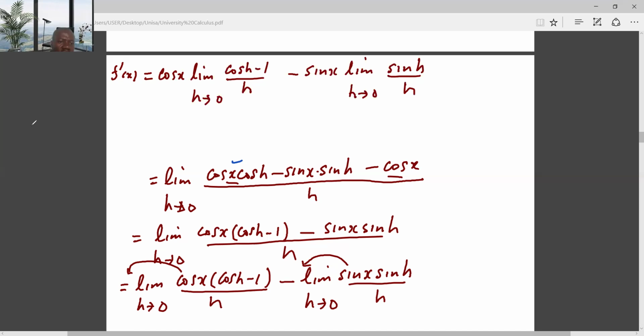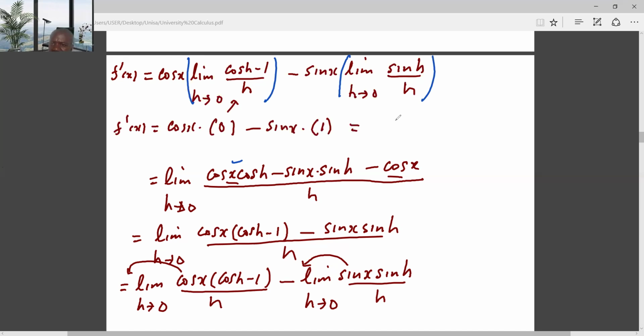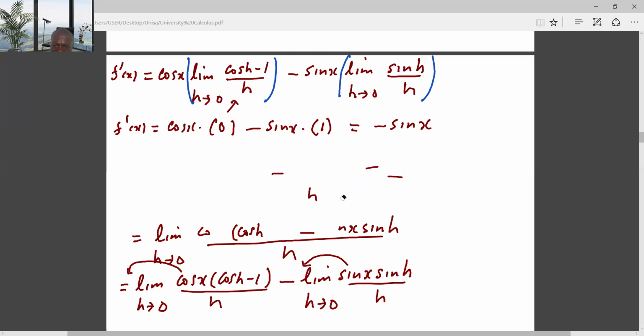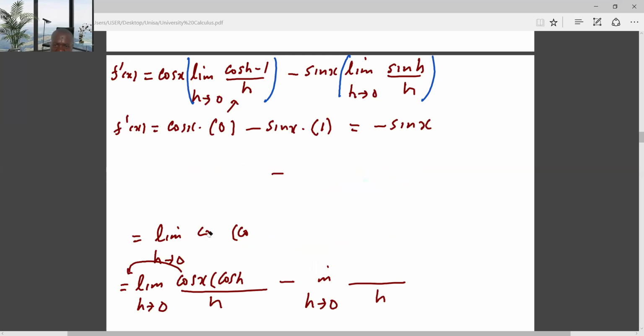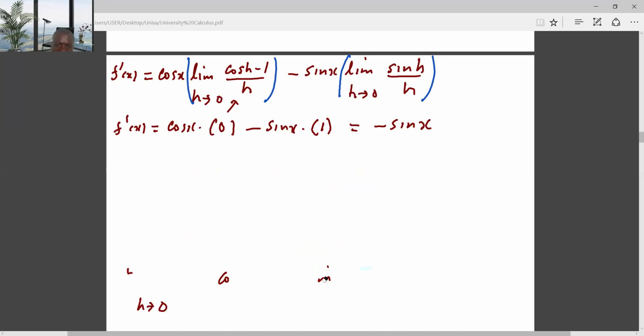But now we know, and we have proved, this part here and this one, we went through them. So f prime x will be cos x times 0, minus sin x times 1. So you see that this is the final answer. It's negative sin x. So we've proved that the derivative of cos is negative sine, ladies and gentlemen.